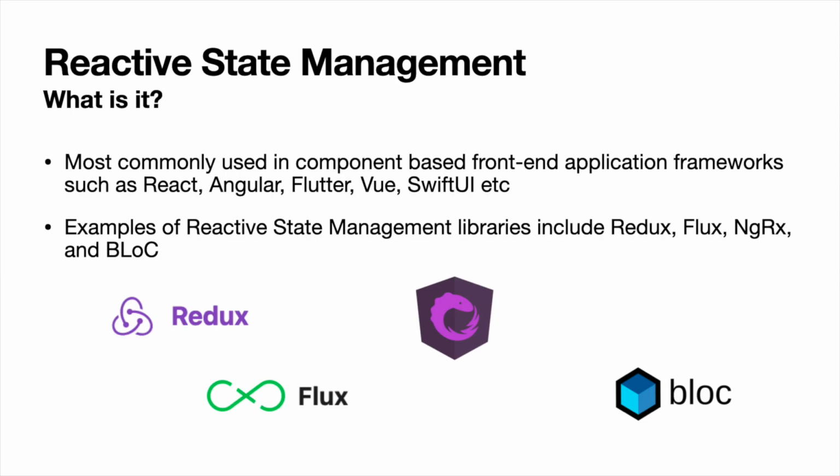Reactive state management is most commonly used in component-based front-end application frameworks such as React, Angular, Flutter, Vue, SwiftUI, and so on. Some examples of these reactive state management libraries would include Redux, Flux, NGRX, and Bloc. Some of these names you might already be familiar with.